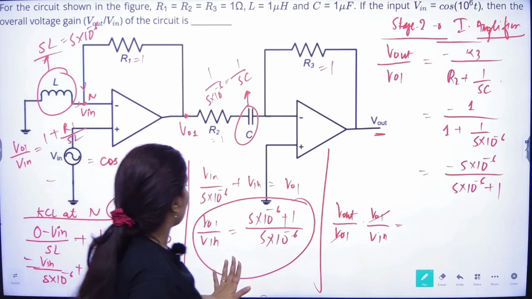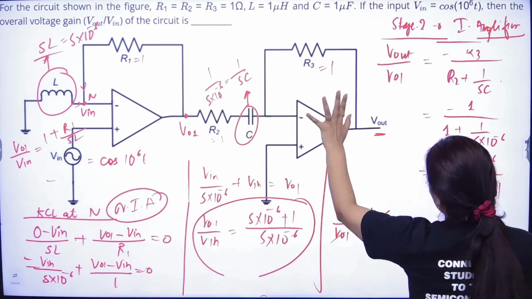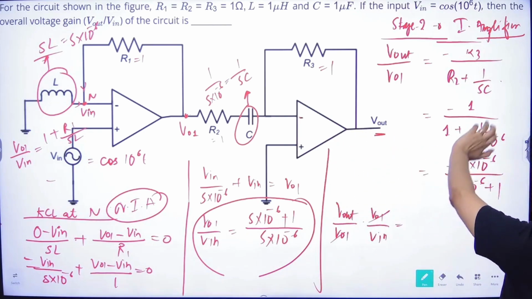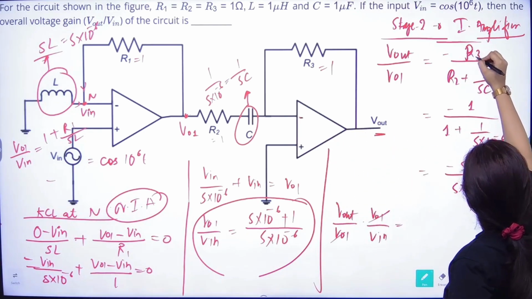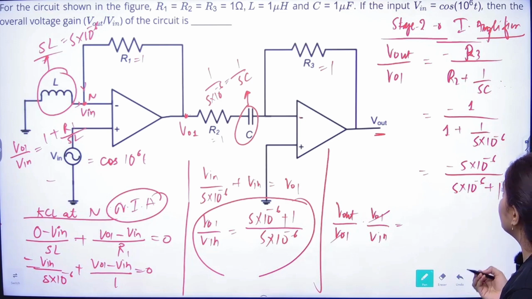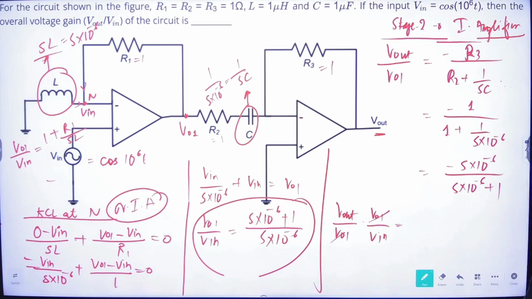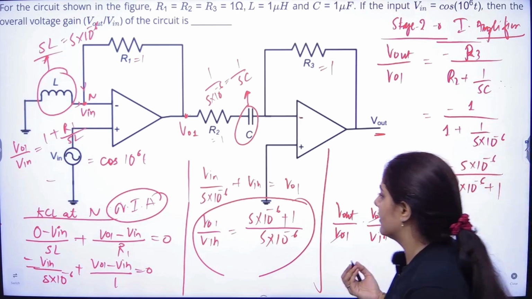From this we will get this, and from stage 2, which is the inverting amplifier, we get this, which is equal to minus of R3 divided by R2 plus 1 by SC. This is the case of the second stage.